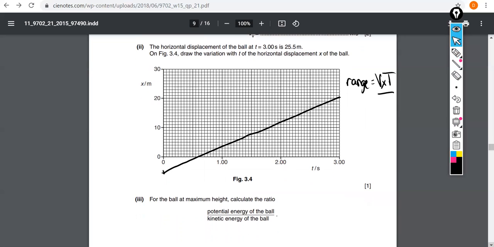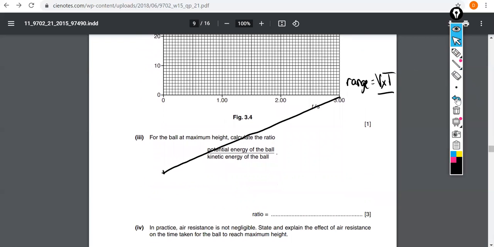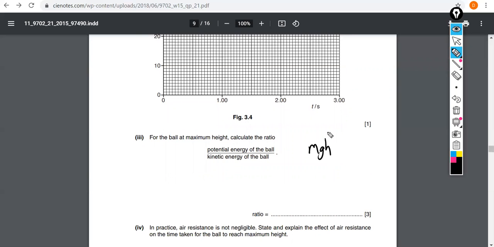The question goes on to read, for the ball at maximum height, calculate the ratio of the potential energy of the ball over the kinetic energy of the ball. It's important to keep in mind that this thing is still moving sideways at the top of its flight. So the potential energy of the ball is going to be mgh, where h is its maximum height. The kinetic energy of the ball is going to be 1/2 mv squared, where v is the velocity it still possesses at maximum height. All of that velocity is due to the x component of velocity, because at the top of its flight its y component went to 0. That's the input we used in the equation of motion to solve for the initial component of velocity.